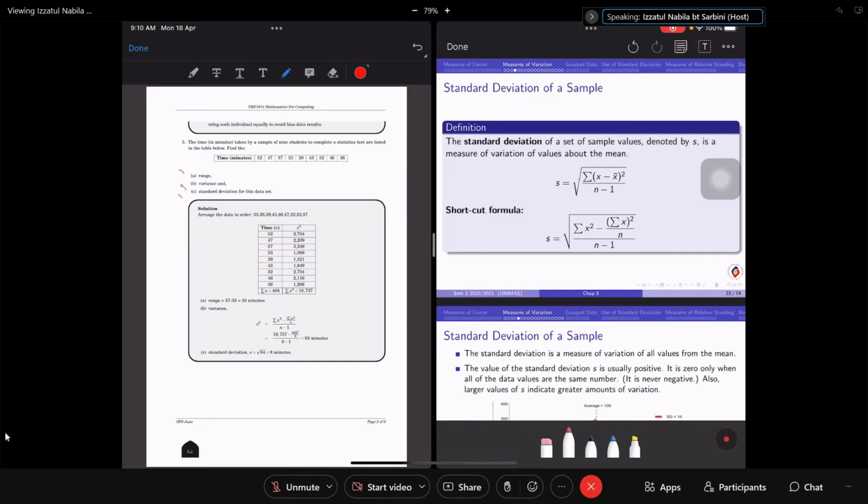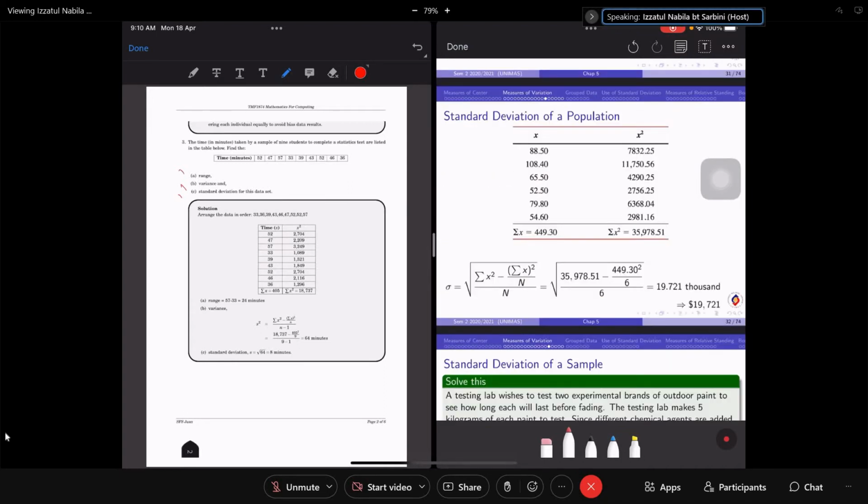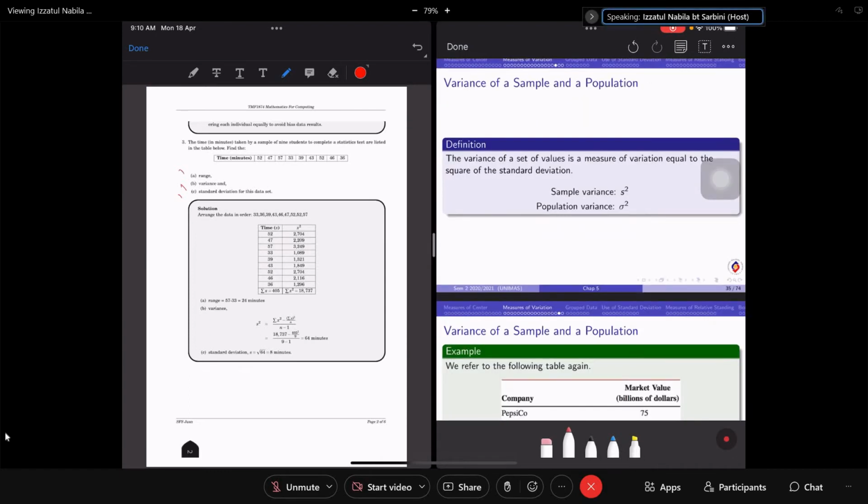Okay, for sample. Sample is anything less than 30. Okay, and then there's a formula for variance. Variance is very straightforward. If standard deviation, the variance is just the square of standard deviations. S is the standard deviation, right? Okay, sigma here is for population. Whenever we use sigma, it is a symbol for population, for standard deviations and variance. If you use S, that is for sample.